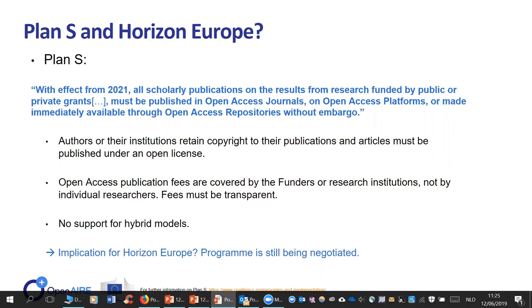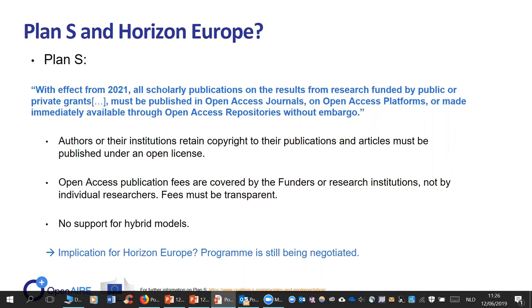And there have been a couple of funders who signed up to this plan, who thought, okay, this is a great idea, let's all put our shoulders under this. And the European Commission and ERC both signed this Plan S. There are some other stipulations, like authors should retain their copyright, and publications should be published under an open license. Open access publication fees are covered by the funder or the research institution. So these APCs I've been talking about should not be put under researchers. And fees must be transparent.